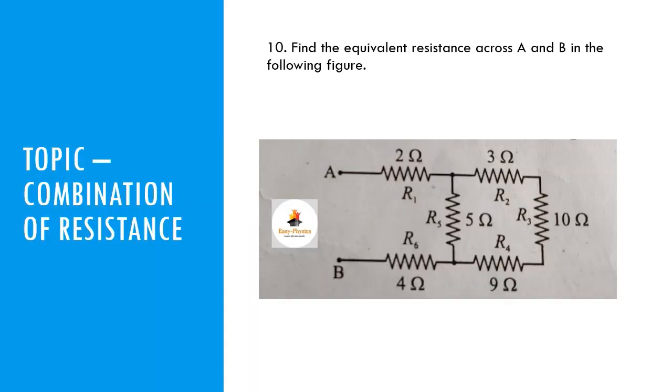Our next question number 10, topic is combination of resistance again. There is another circuit given which has many combination in the picture. We have to find the equivalent resistance across A and B in the figure given.